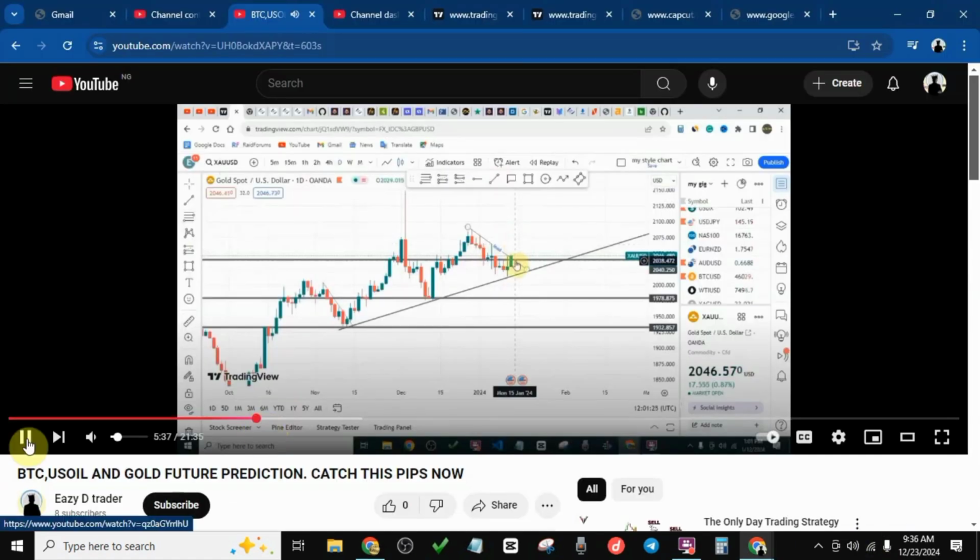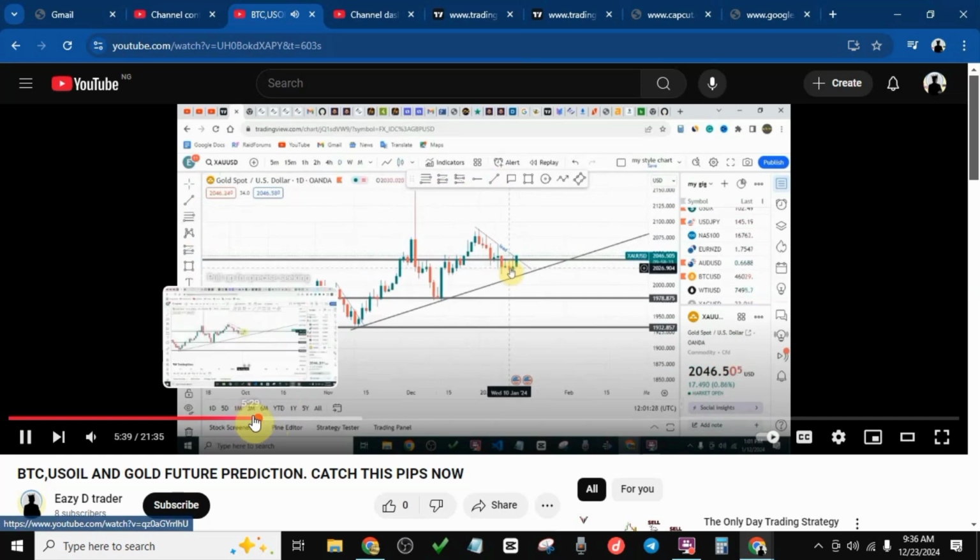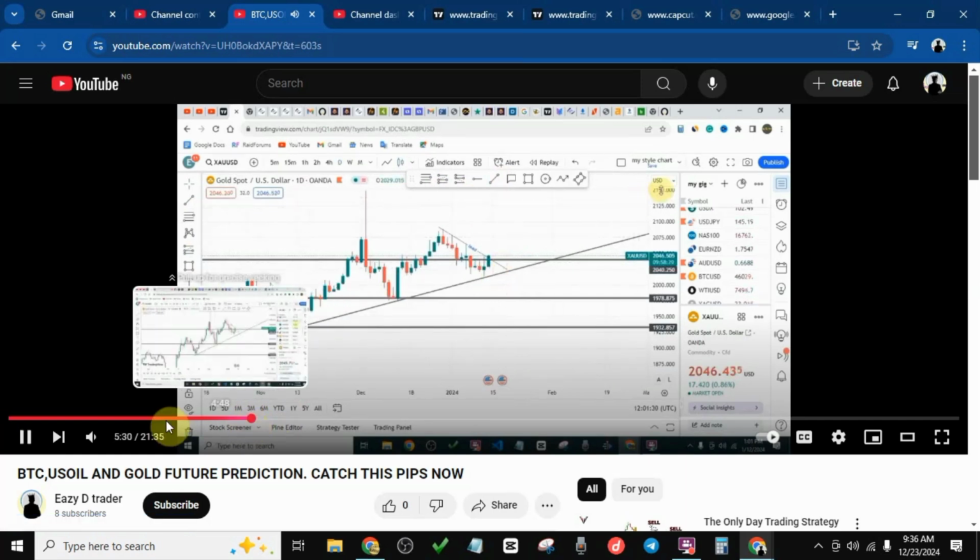Gold is about to go up, it's about to shoot up, and this time around it's going to be shooting up.